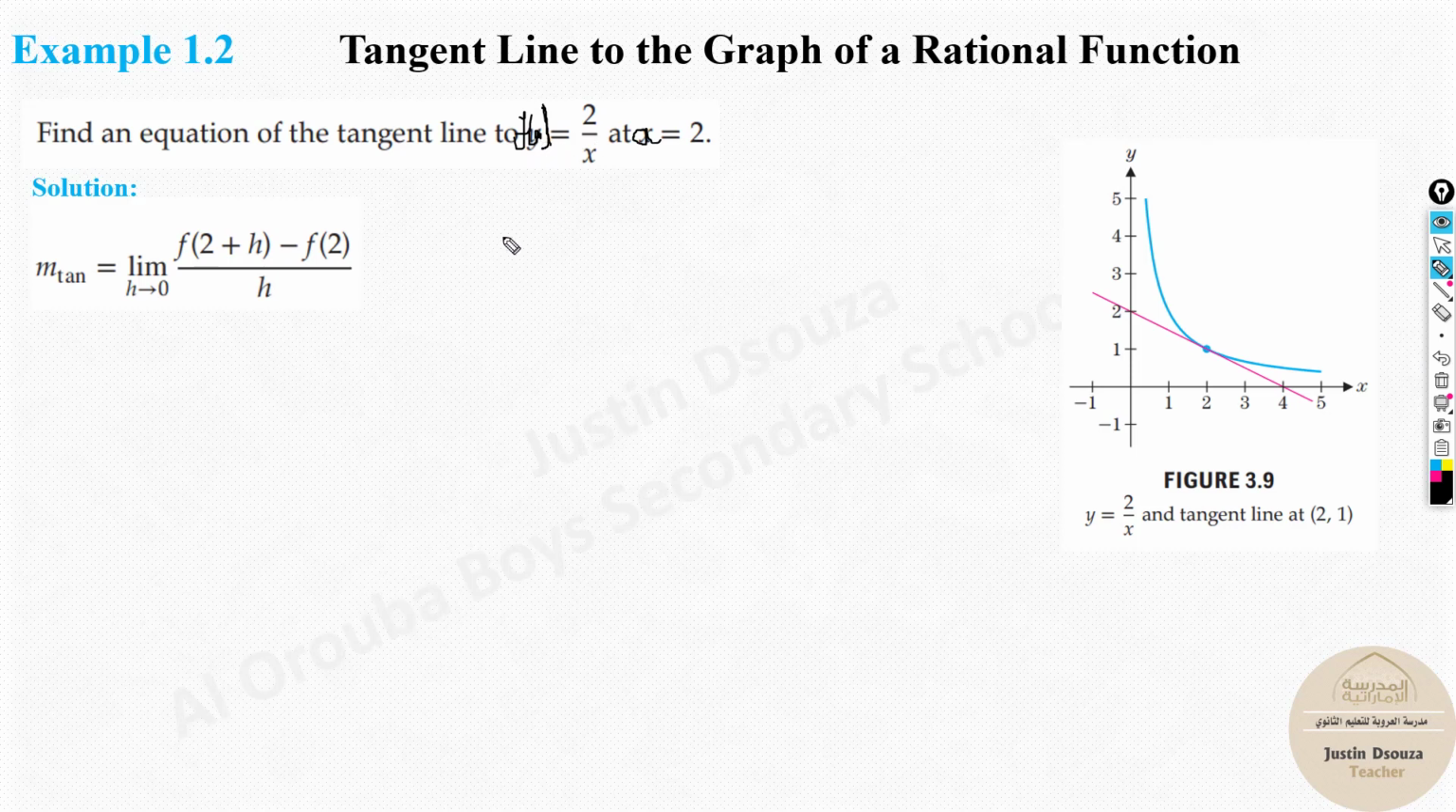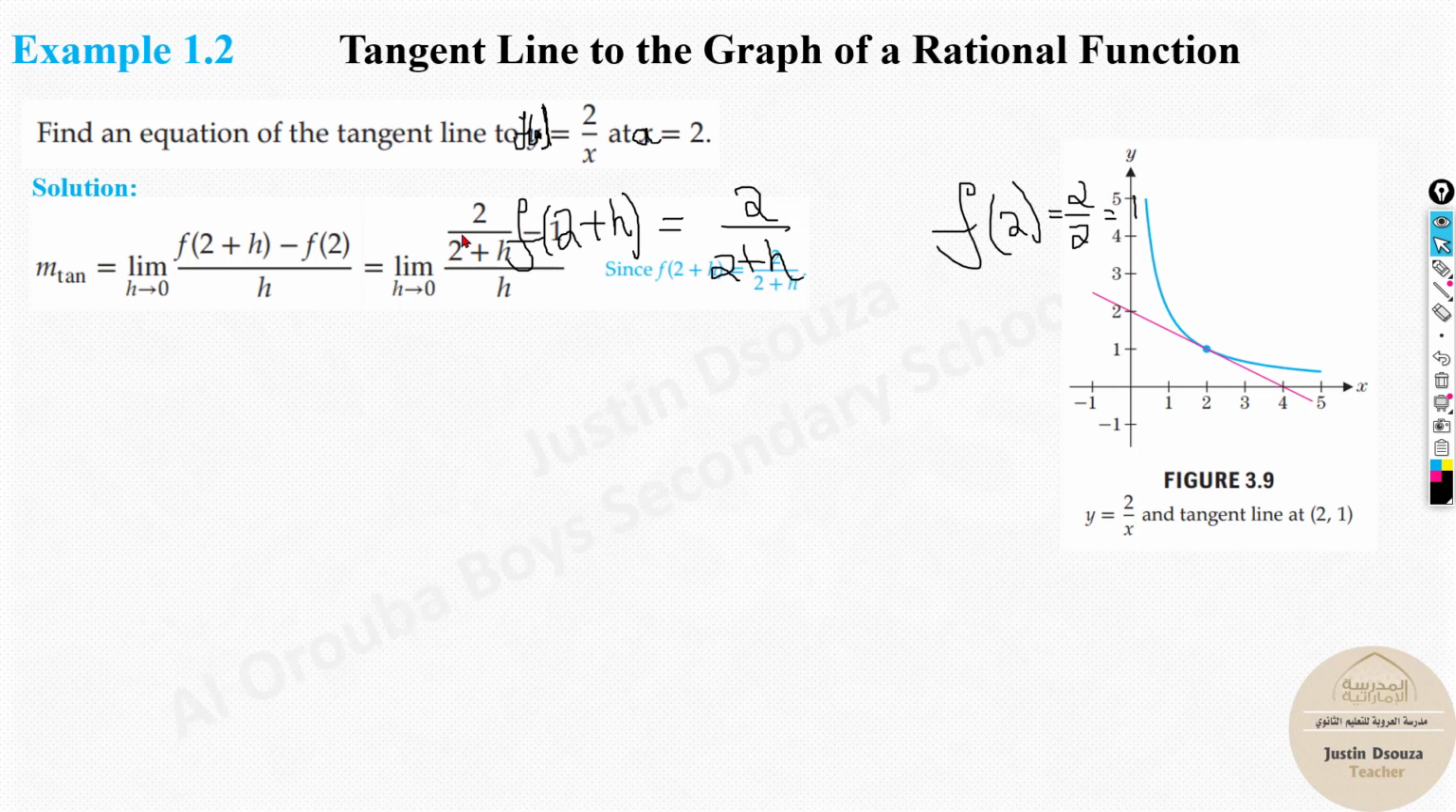Instead of a, f of 2 plus h. So wherever x is there, write 2 plus h, and that's it. And over here, the next one is f of 2. Because we have two parts, right? Function of 2 plus h and 2. So wherever x is there, it's 2, that is equal to 1. So now we just substitute that.